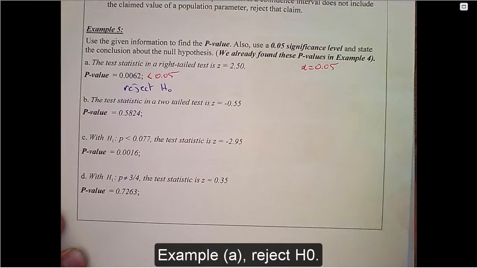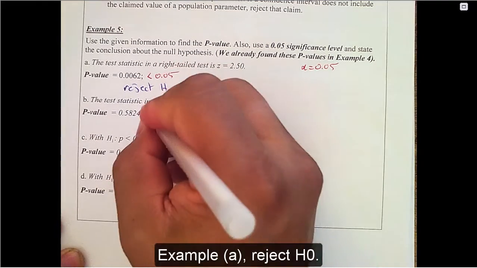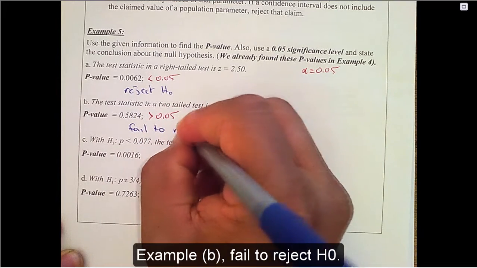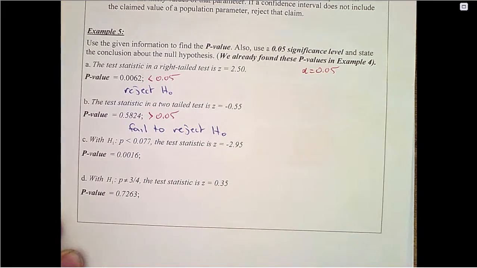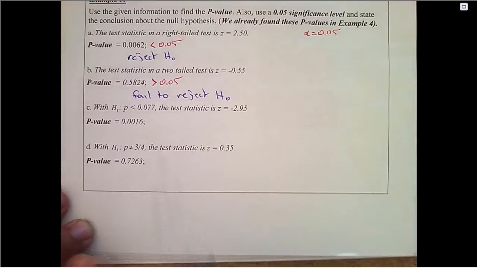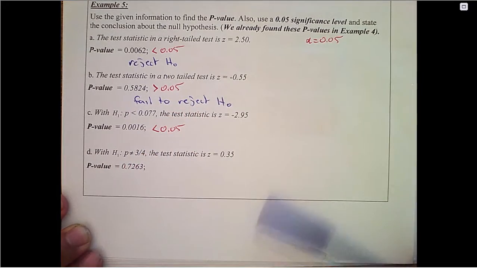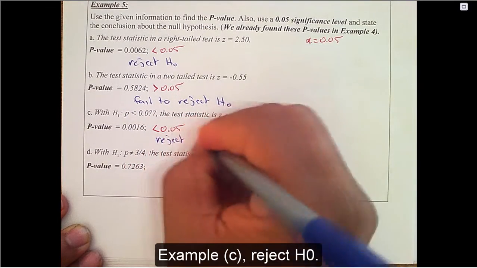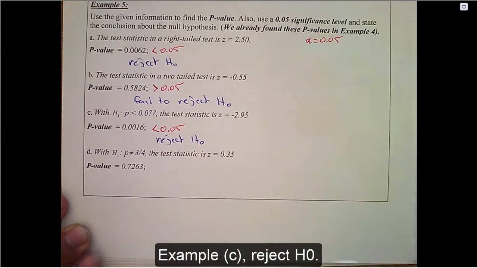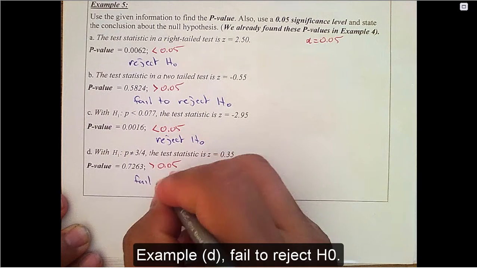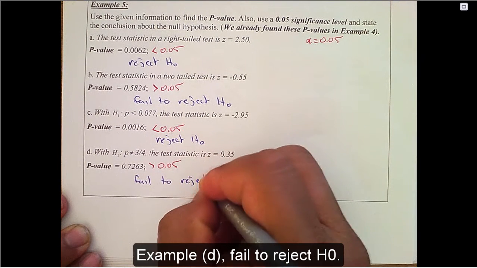Example A, reject H0. Example B, fail to reject H0. Example C, reject H0. Example D, fail to reject H0.